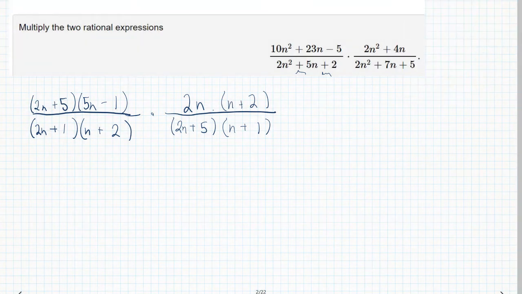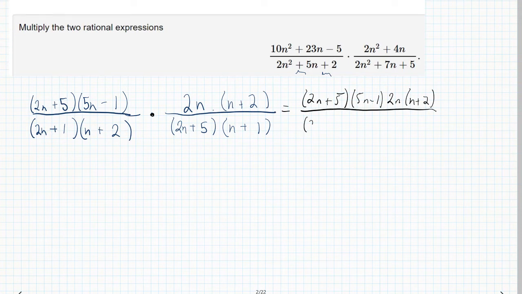When it's multiplication like this, the nice part is you can just write them all the way across in one numerator and one denominator. So you have 2n plus 5, 5n minus 1, times 2n times n plus 2, all over 2n plus 1, times n plus 2, times 2n plus 5, and times n plus 1. When you look at this, first thing, 2n plus 5.